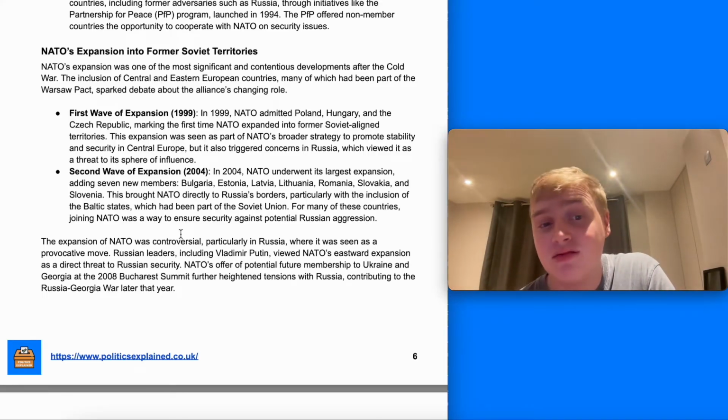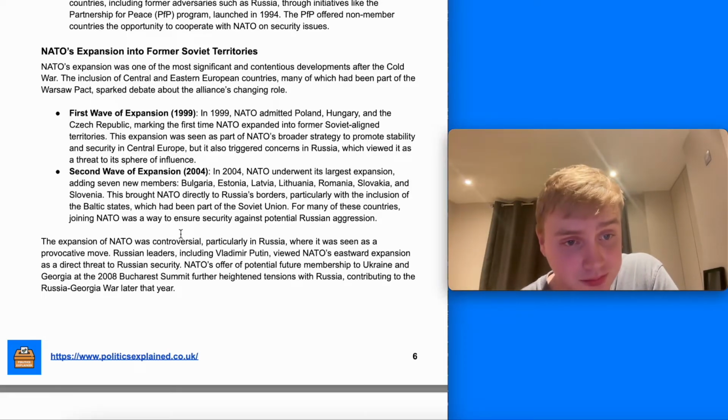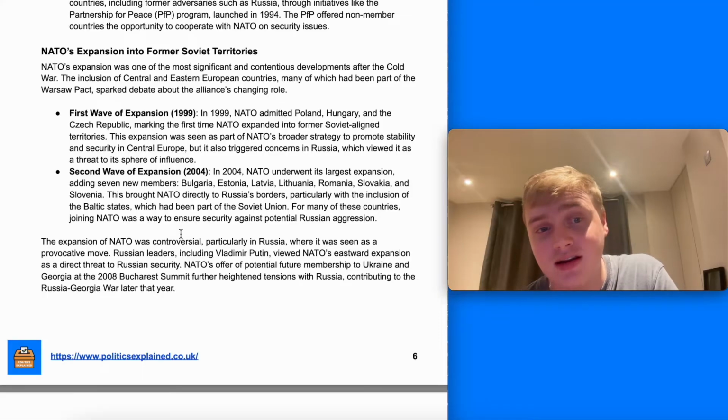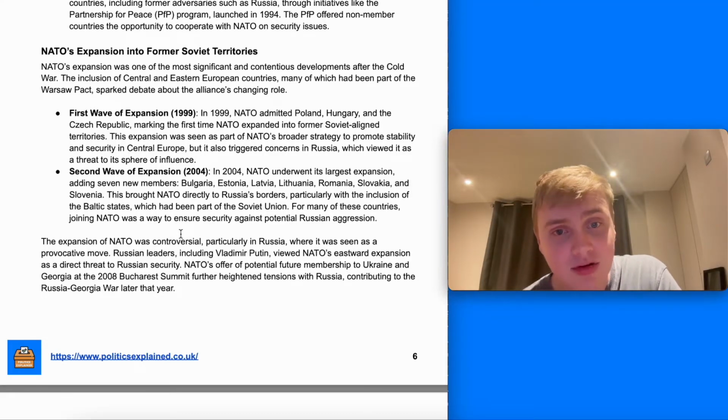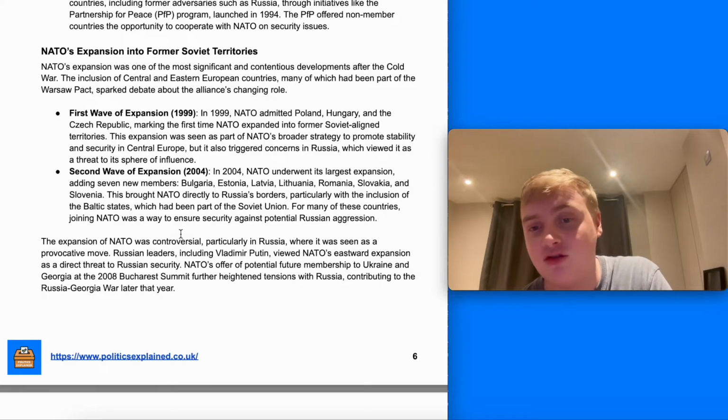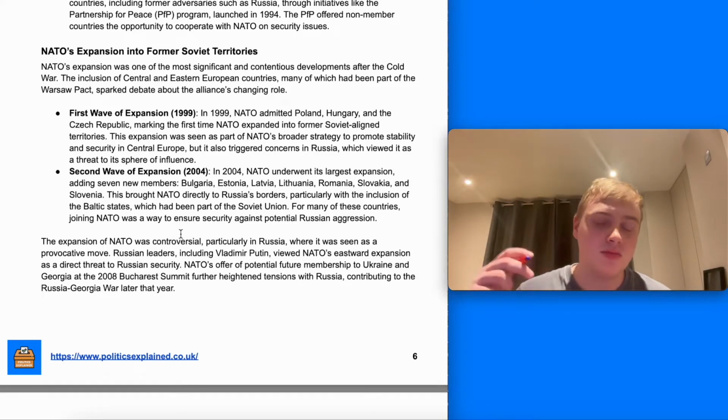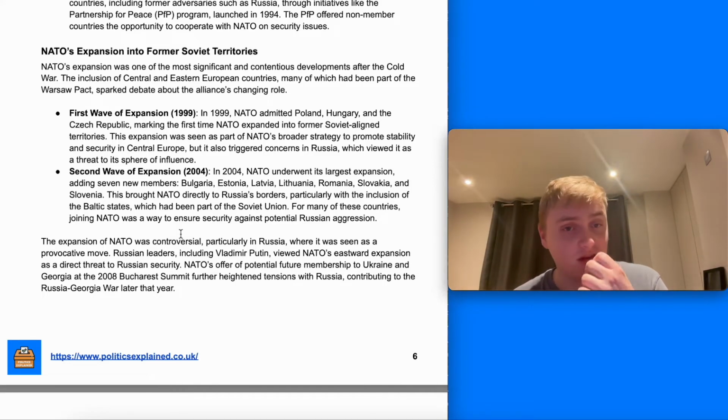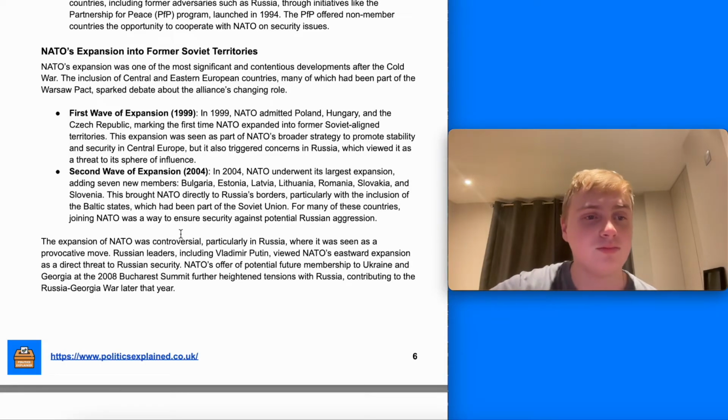You then had the second wave of expansion in 2004, where it added 7 new members, which actually did bring NATO directly to Russia's borders, particularly with the inclusion of the Baltic states, which had been part of the Soviet Union. And for many of these countries, joining NATO was a way to ensure security against potential aggression, particularly as by 2000, you start to see Russia growing in power and assertiveness again.